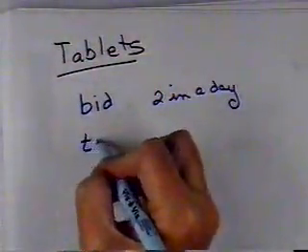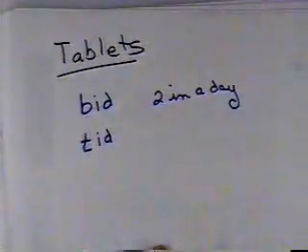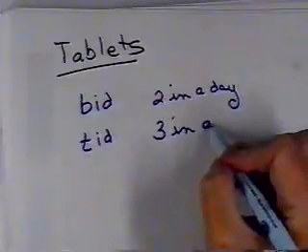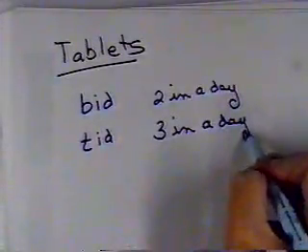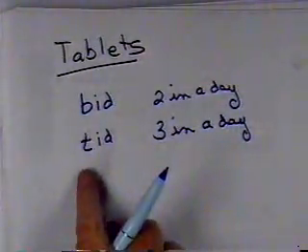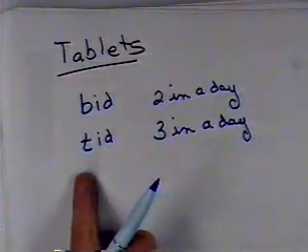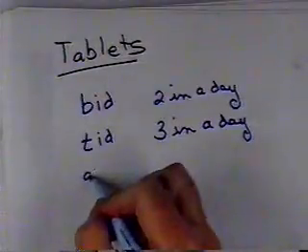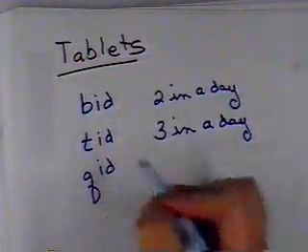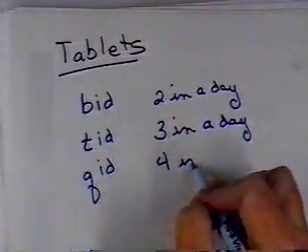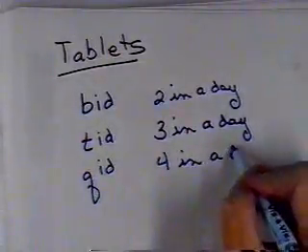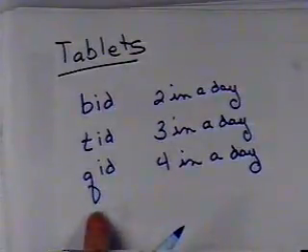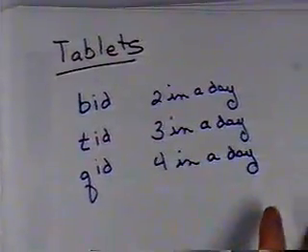If they write TID, TID is 3 in a day. The prefix again, this time it's like tri in tricycle, 3 in a day. So QID is 4 in a day. It's like the prefix for quarter. Quarter is 1/4, 4 in a day.